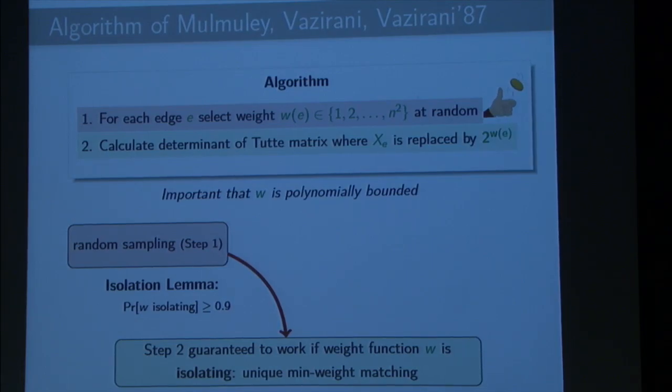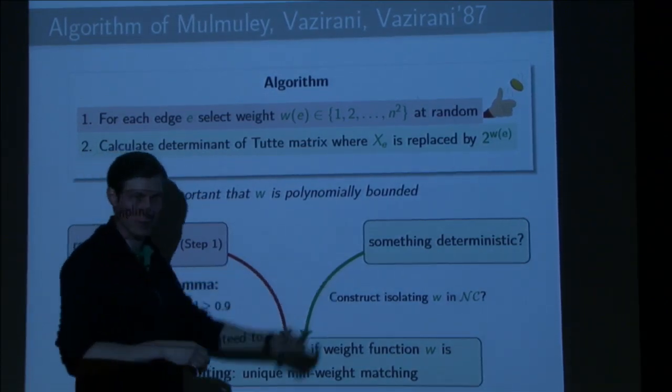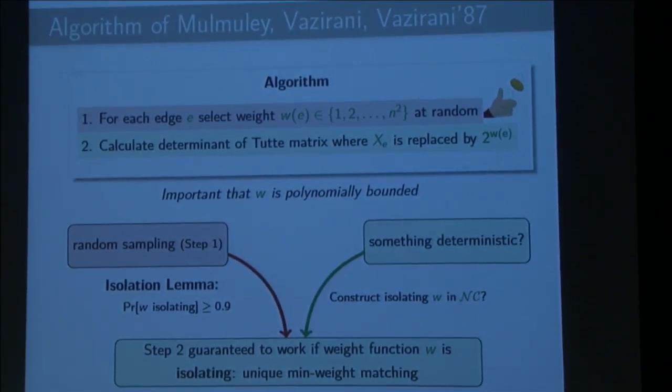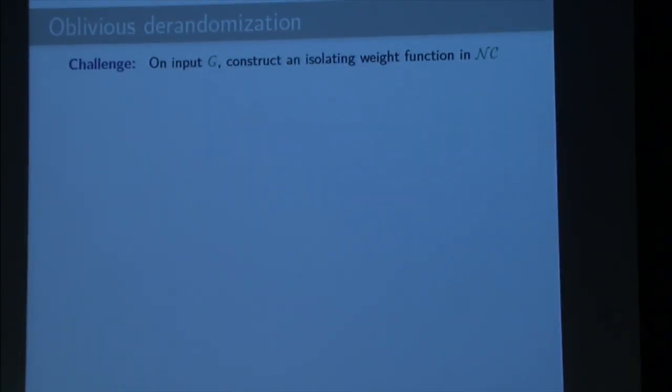Now to de-randomize, we can ask ourselves, can we replace the first step? On input the graph G, can we construct a weight function that is isolating in NC? Of course, we could do it in polynomial time: just solve the perfect matching problem and output weights that make that matching the minimum weight. But here we have to do it in a more restricted manner. So that's our challenge: on input G, construct an isolating weight function in NC.